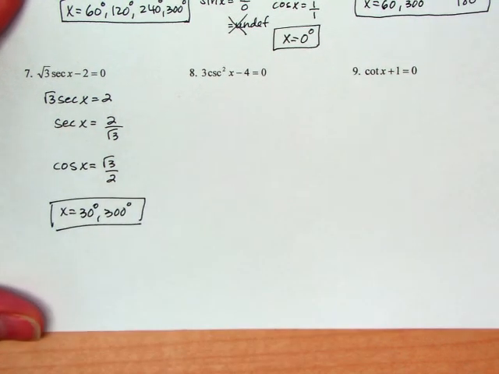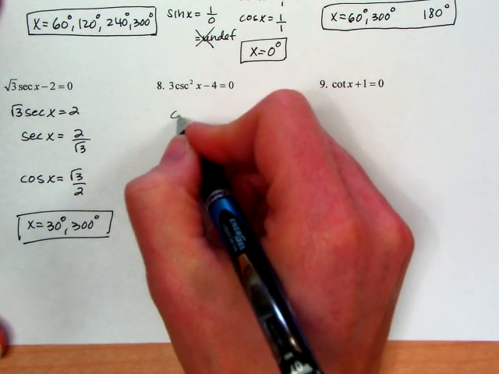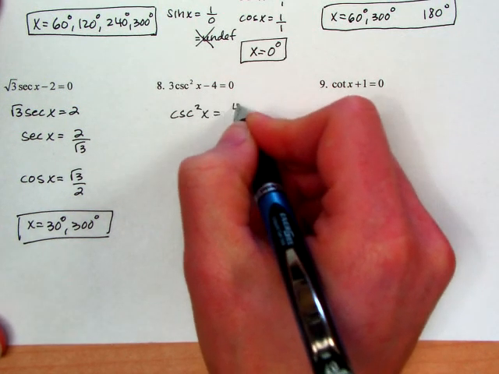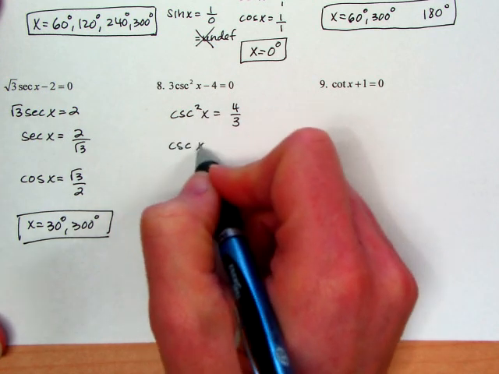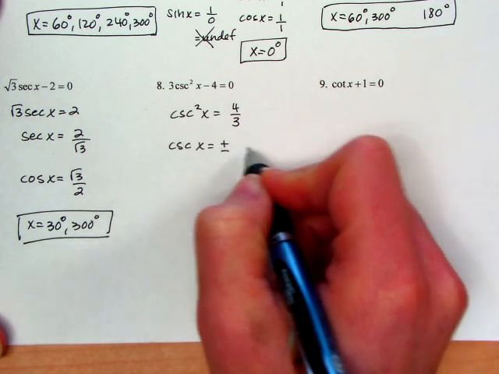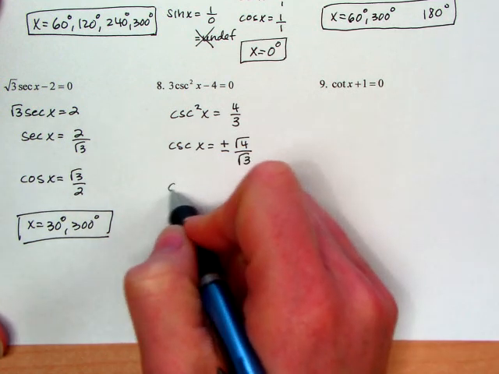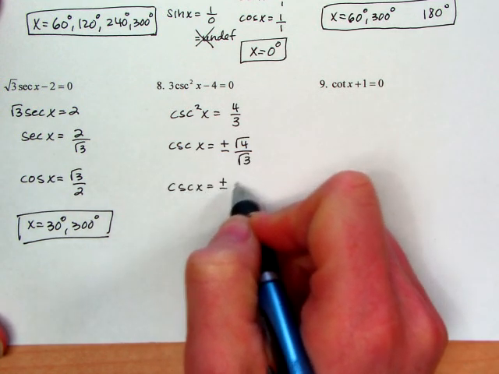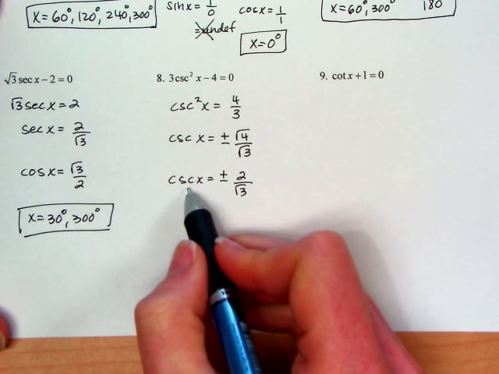Next, we're doing a cosecant. So I'm still going to add the 4 and divide by 3. So I'm going to end up with cosecant squared equals 4/3. In order to get rid of the squared, we're going to have to square root. And remember, you have to add the plus or the minus. So I'm going to have square root of 4 and square root of 3. So just simplifying a touch, the square root of 4 is 2, and then square root of 3 will just stay. And again, this isn't reciprocal, so we want to flip it.